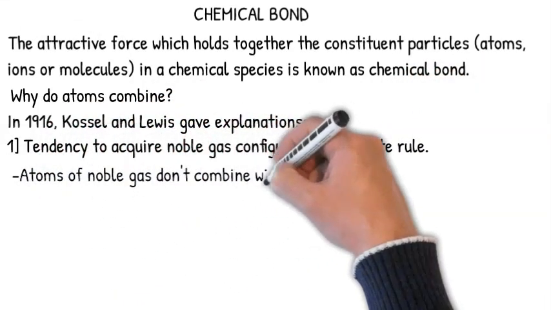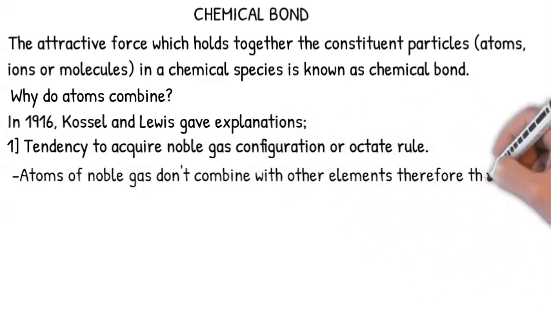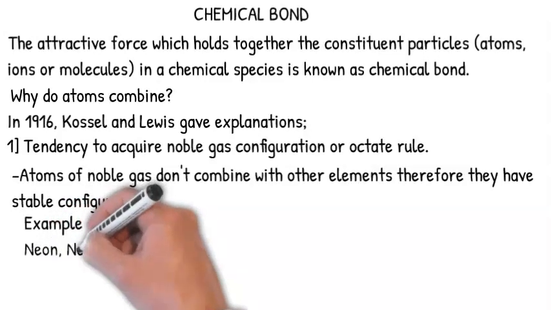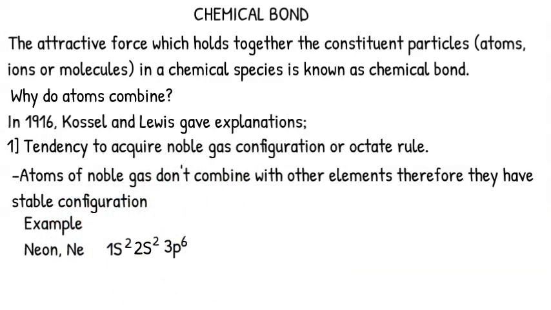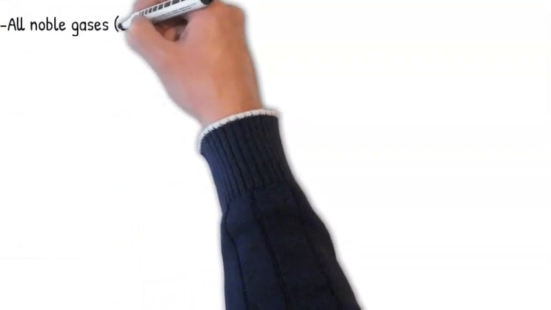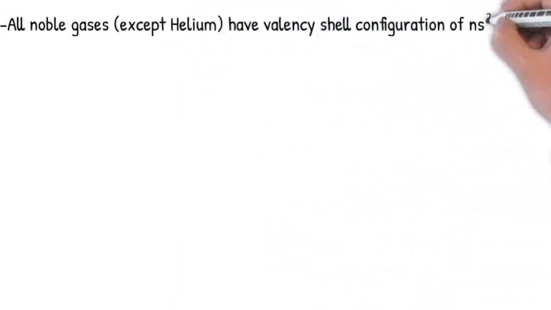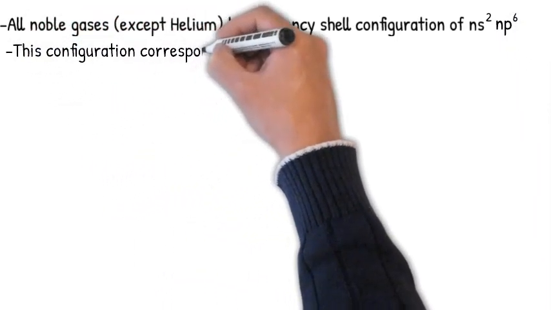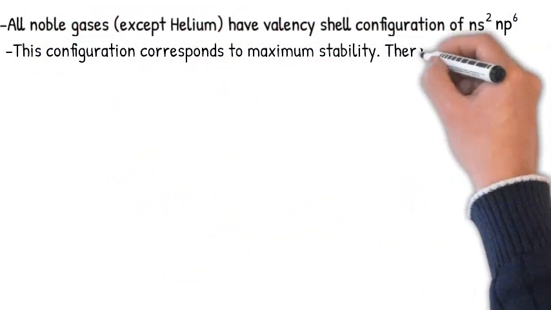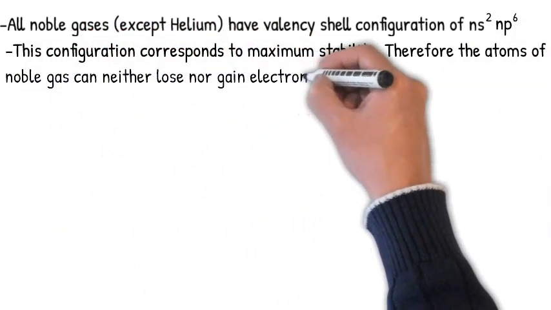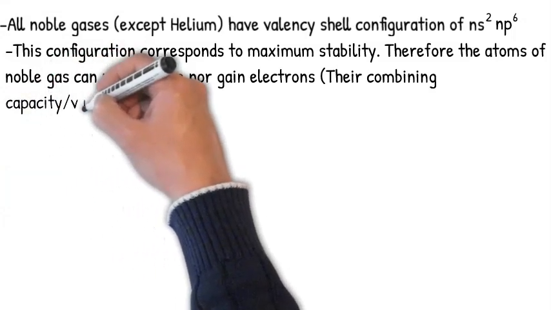Atoms of noble gas don't combine with other elements, therefore they have stable configuration. Example, neon, 1s2, 2s2, 2p6. All noble gases except helium have a valence shell configuration of ns2 np6. This configuration corresponds to maximum stability. Therefore, the atoms of noble gas can neither lose nor gain electrons. Their combining capacity or valency is zero.